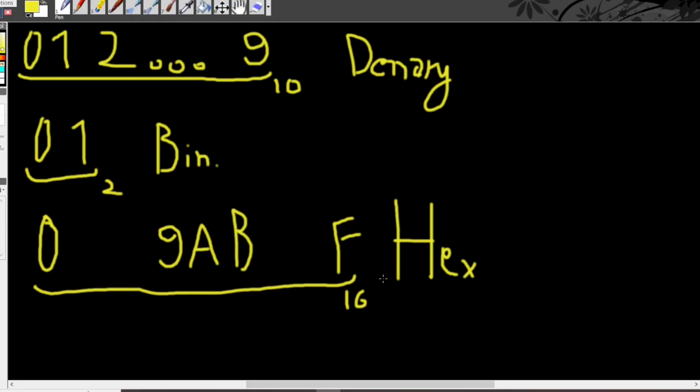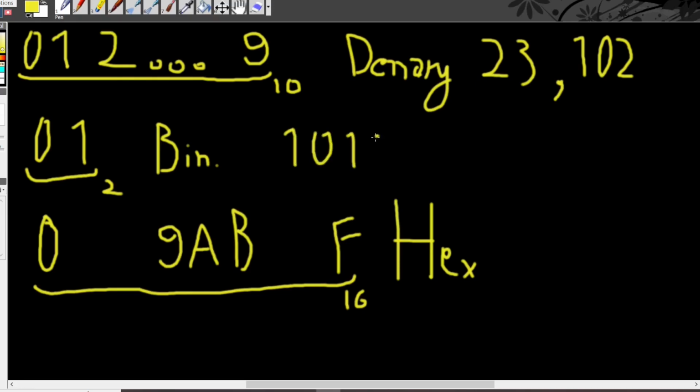We will look at the application and why we have hexadecimal soon enough. But for now, you can see that a number in denary is written something like this. We have 23, we have 102, and so on and so forth. In binary, we have numbers that are just basically sequences of ones and zeros.